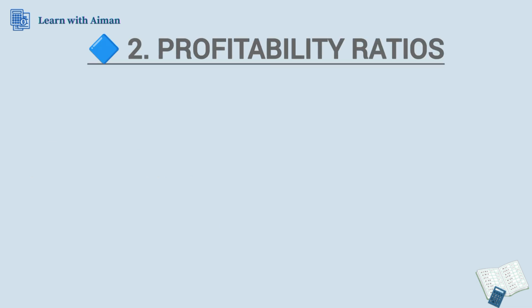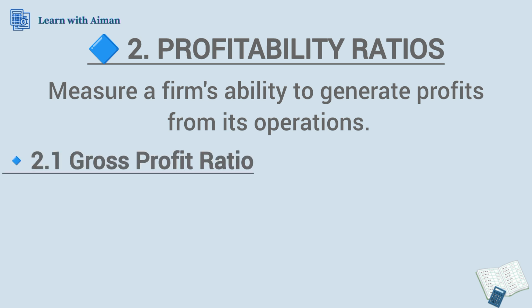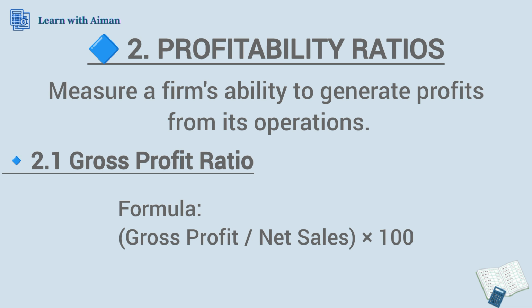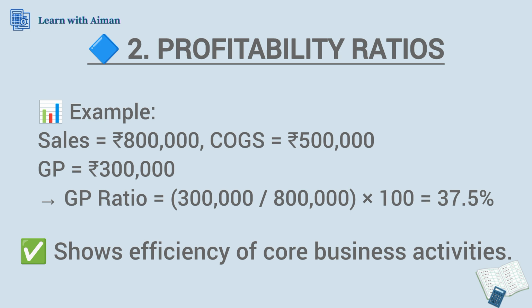Next, we will study our profitability ratios. They measure a firm's ability to generate profits from its operations. Gross profit ratio. The formula of gross profit ratio is gross profit over net sales multiplied by 100. Let's say we have sales of 800,000 and cost of goods sold of 500,000. We have gross profit of 300,000. So gross profit ratio equals 300,000 divided by 800,000 multiplied by 100. We have 37.5%, which shows efficiency of core business activities.